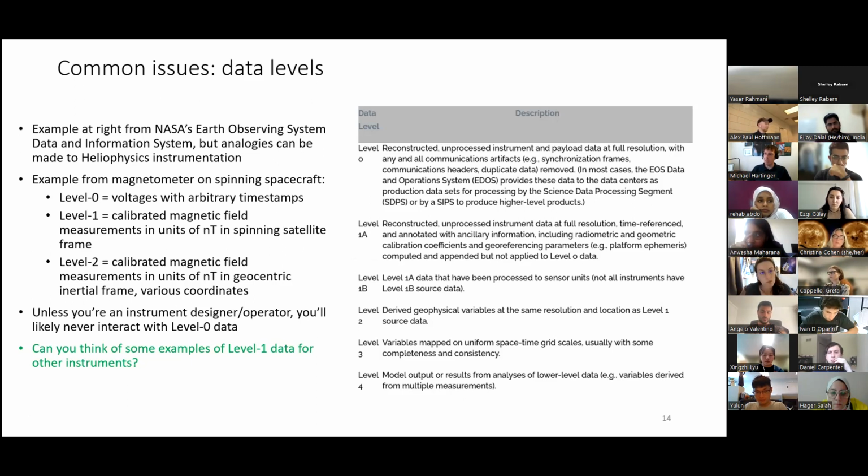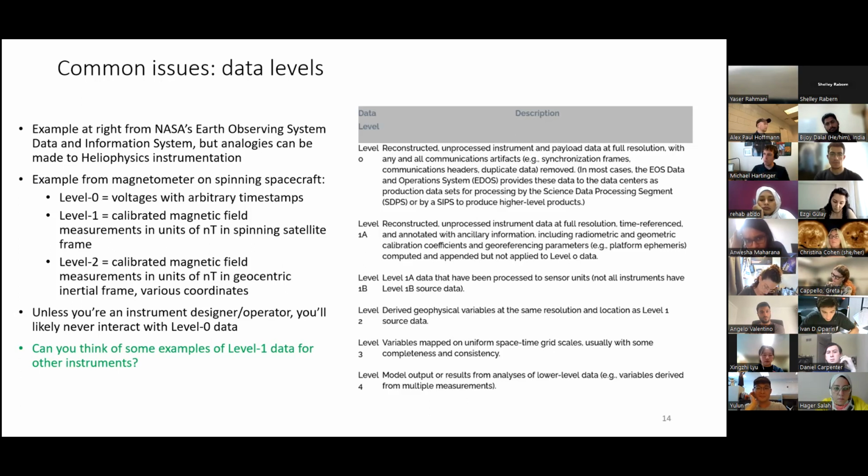Basically, the basics of a data level is that there's a data processing pipeline for any of the measurements you want to work with. The thing that you start with on the satellite, for example with a magnetometer, is just a voltage. If you look at the search coil magnetometer, you're just going to have a voltage coming out of that thing, and then it's going to have some arbitrary timestamp that's related to the clock on board the spacecraft. So that's completely useless to you if you want to study space plasmas.